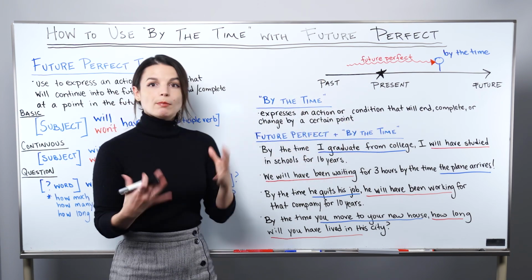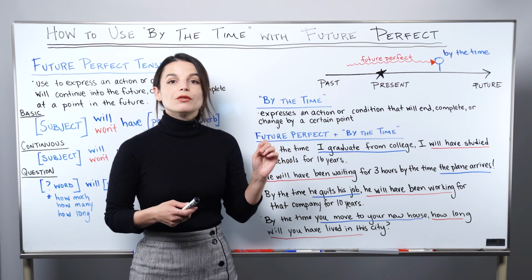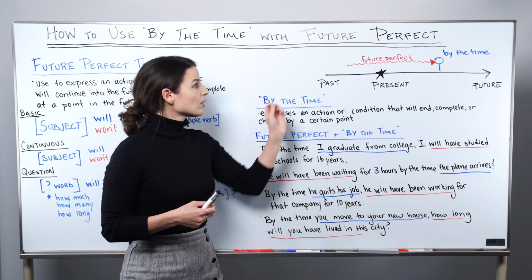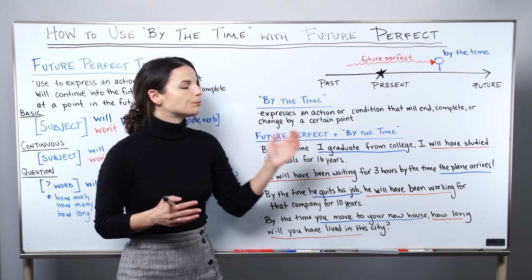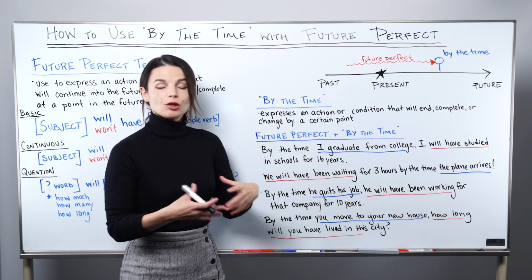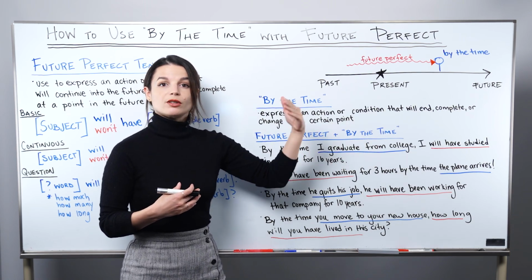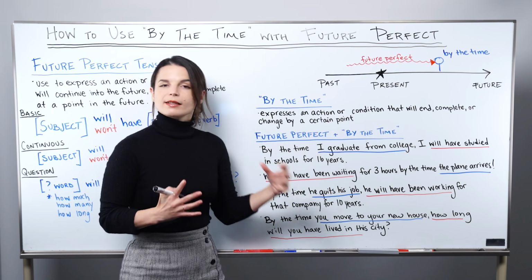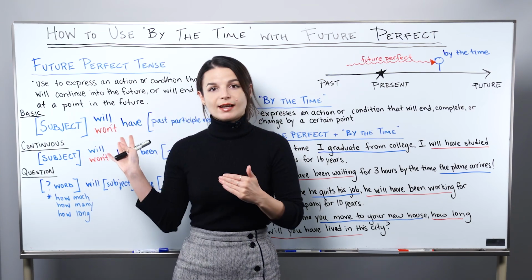So we can use by the time in the past or in the future. In today's lesson, we are focusing on using this with future expressions, so future perfect tense expressions. So we know that by the time is talking about some action or some condition that is going to finish, right? It's going to end or it's going to change. So what does this look like when we put this together with future perfect tense?